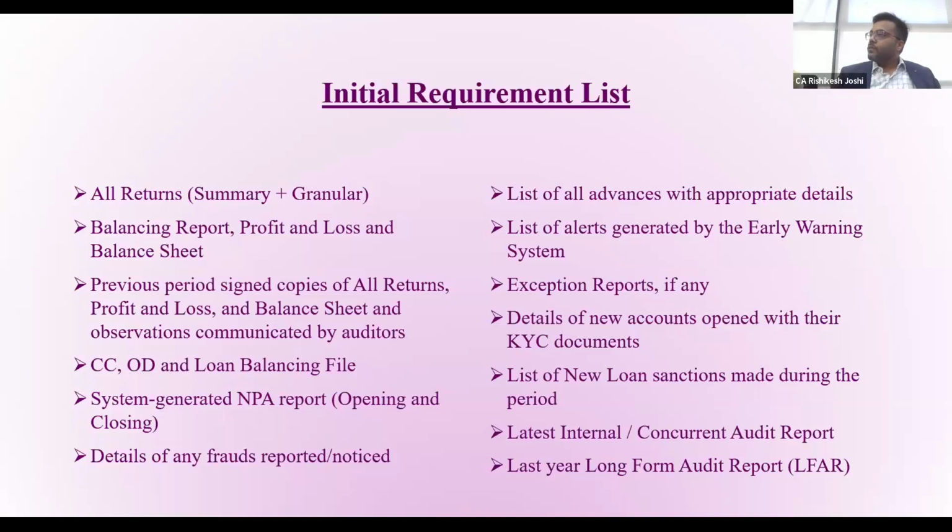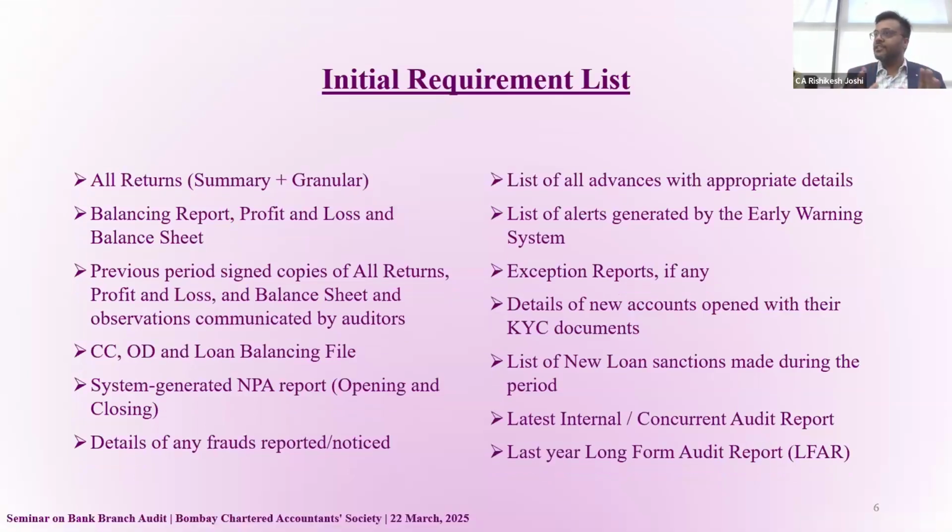So essentially, whenever you go to any particular branch, there are certain things that, as she's already mentioned, you need to ask from the branch management. So things like the list of all the returns. At branch level, you won't have a complete set of financials. Of course, they'll have their GL and PL, that is their balance sheet and profit and loss account.